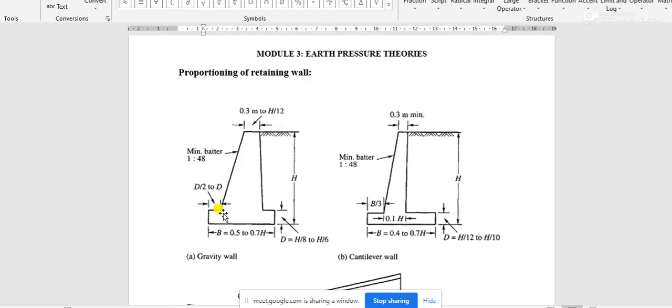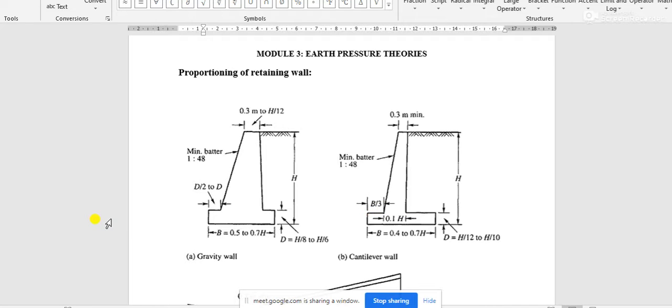This one, that means the extension towards the toe, for gravity retaining wall should be d by 2 to d, where d is this thickness, that means half of this thickness to the full thickness. And for cantilever retaining wall, this extension must be at least b by 3; the minimum extension must be b by 3.